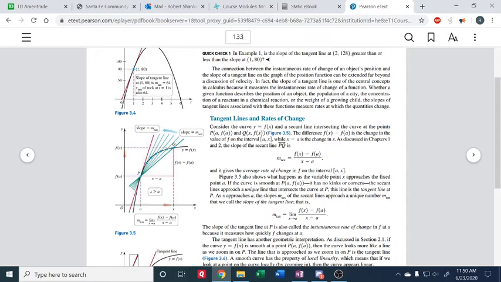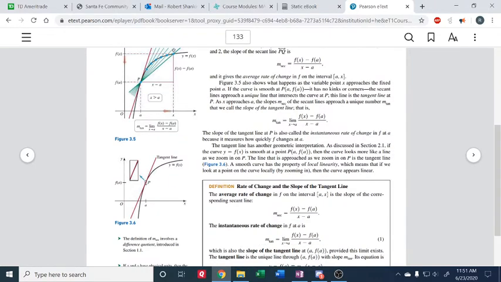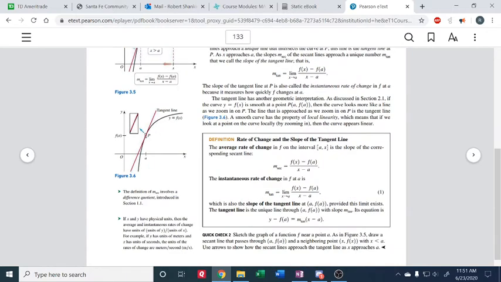But again, as we move this point closer and closer, the slopes become better and better estimates of the slope of this red line, which is the line that we're really after. And so that's the slope of the tangent line, m subtangent, and that's going to get the name derivative.